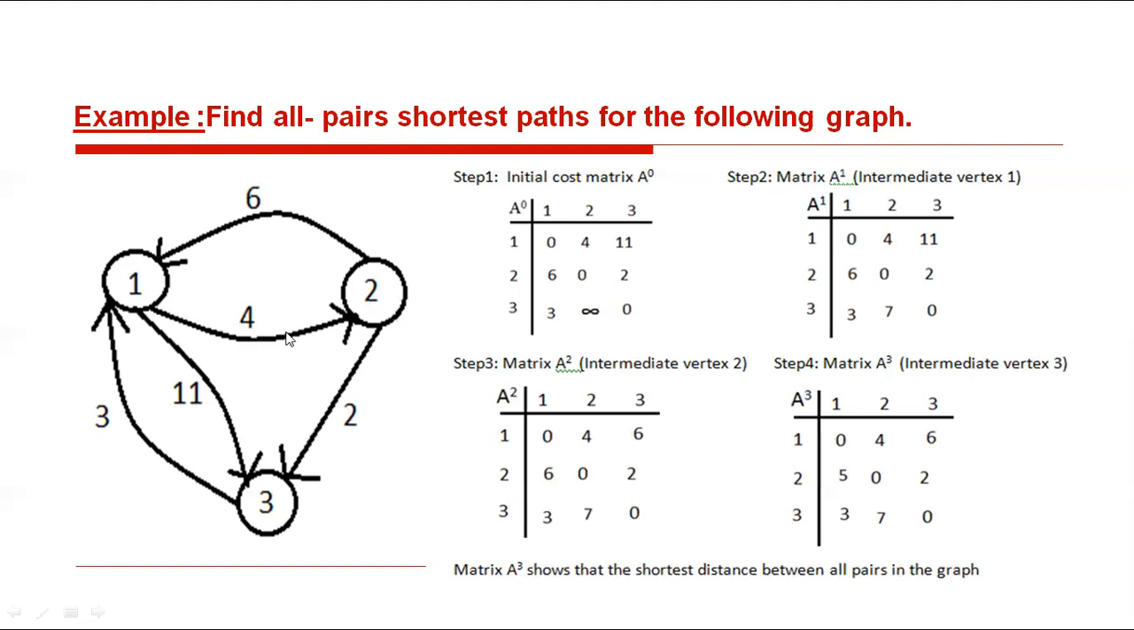So all pairs shortest path algorithm. That's why we should check all the pairs, all the edges, to find the very shortest way. Clear? To reach 3, but here 1 to 3 the cost is 11, but here 1 to 2 and 2 to 3 the cost is 6. Clear all of you? The cost is 6. This is the shortest path.